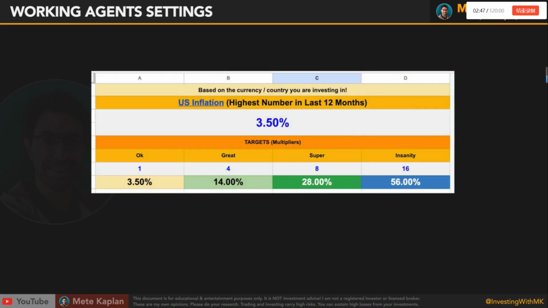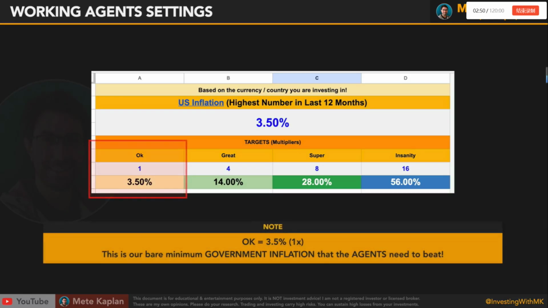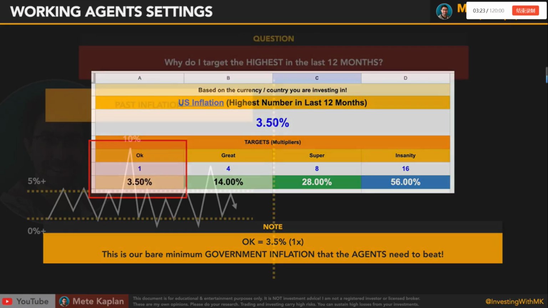Now, I set this as my minimum target. This will be my 1x multiple to beat. So, what we will try to do is make our agents' buying power beat this number at bare minimum, the government inflation. If I am investing my money in dollar-based assets, I need to beat the bare minimum of 3.5% a year at least to protect my buying power.